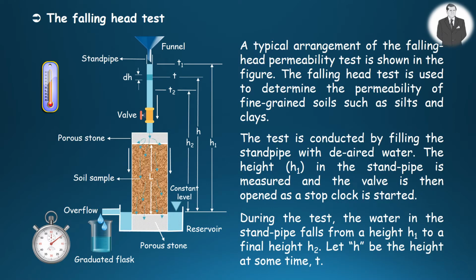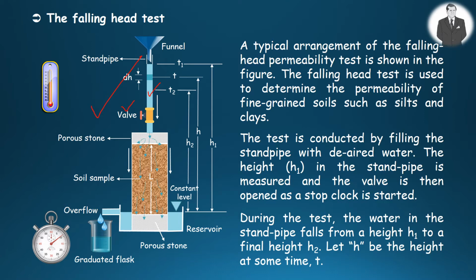In the figure here, you see a typical arrangement of the falling head permeability test. This test is employed to work out the permeability of fine-grained soils such as silts and clays. The test is carried out by filling the standpipe with de-aired water while the valve is closed, and then the valve is opened. Meanwhile, a stop clock is started.